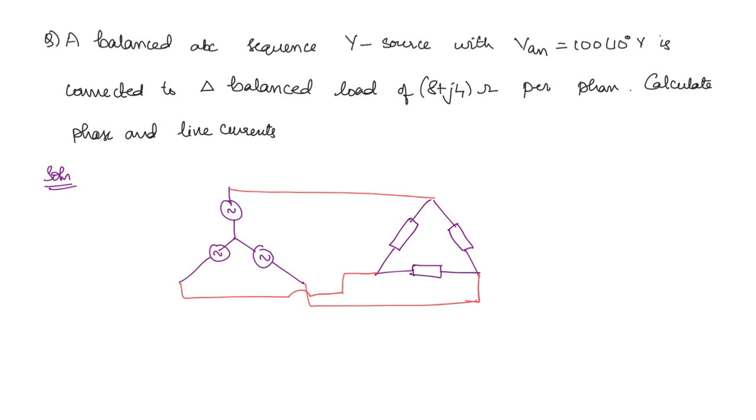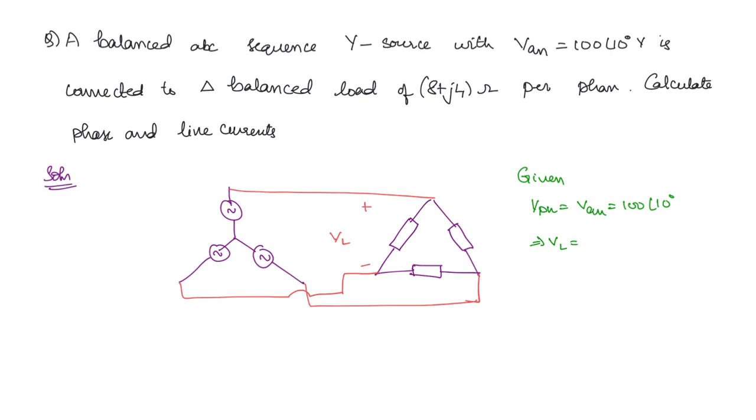Now what will be the voltage available at each phase of the delta configuration? This is given by the line voltage. Now what is the given voltage here? It is given as VAN. When they say it is between A and N, it means it is the phase voltage. So here the given phase voltage VAN is equal to 100 angle 10 degrees. So what will be the line voltage?